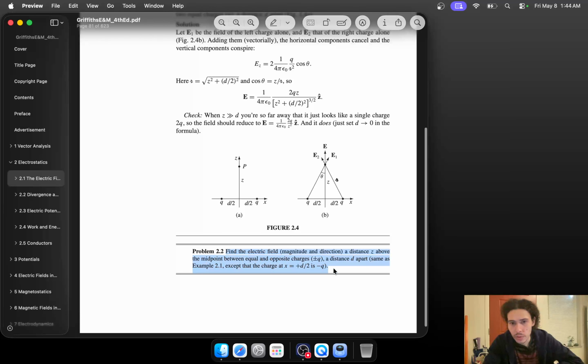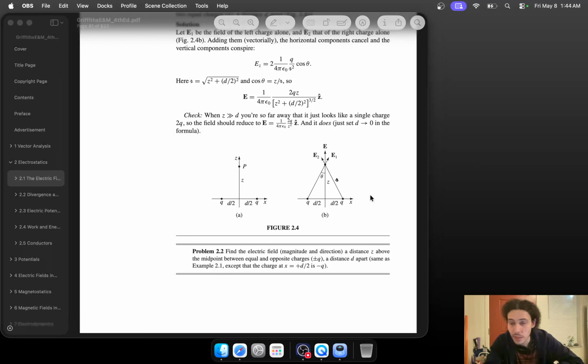While in problem 2.2, the variation is that the charge at the position x equals plus d over 2, so this charge over here, is negative. So let's find out what's the electric field at this point P here for that kind of slight alteration.